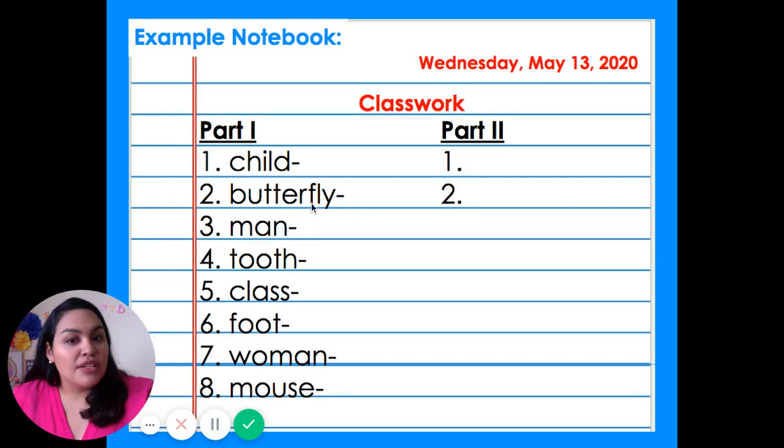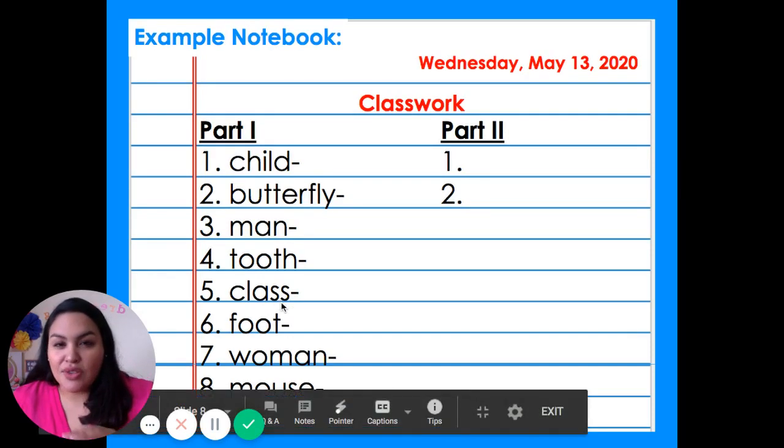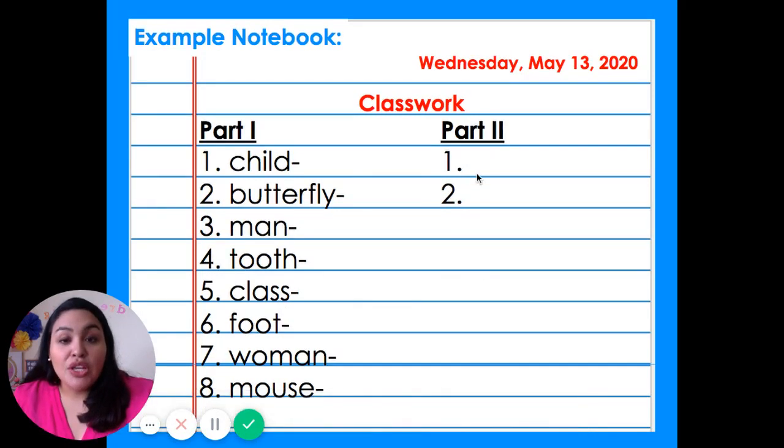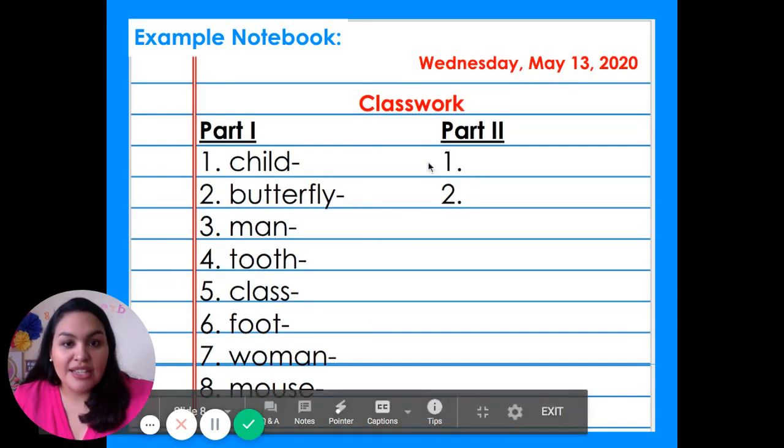Now, if you notice, look at this one. It has a Y. So some can be irregular. Some can be with a Y. Some can be with an S. So it has different rules, okay? Use the rules, all of them. And in part 2, you need to use 2 of the plural words that you used here to make a sentence.